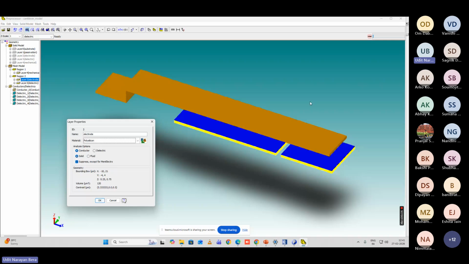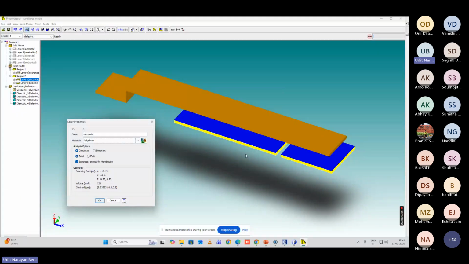But otherwise, if your micro cantilever is operating only based on the force or pressure you are applying, then this electrode should not be in the picture. That is the meaning of this line, "suppress except for MEM electro". In MEM electro, we will be only concerned about the actuation voltage and all. In other cases where mechanical forces will be used, we do not wish to simulate this, for the purpose of saving time.